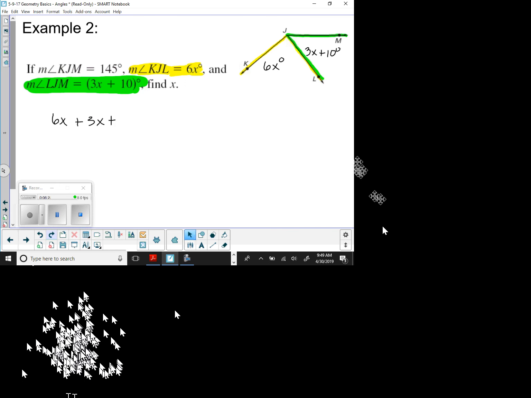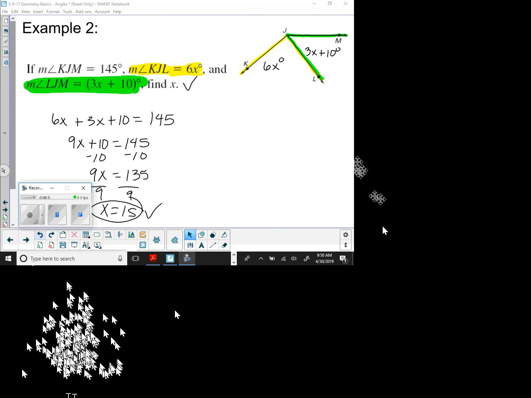So 6x plus 3x plus 10 equals 145. 6x plus 3x is 9x plus 10 equals 145. Subtract 10 on both sides. You get 9x equals 135. Divide by 9 on both sides, and you get x equals 15. And it just said to find x, and we've done that. We found x. We're done.